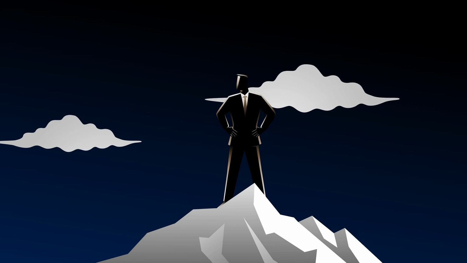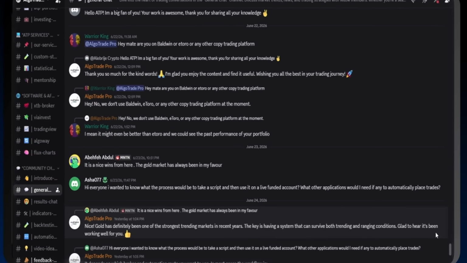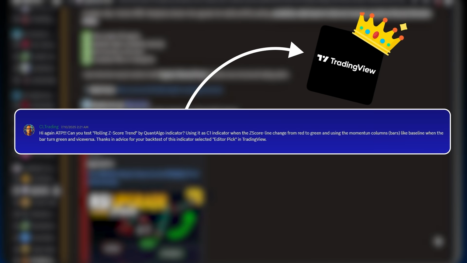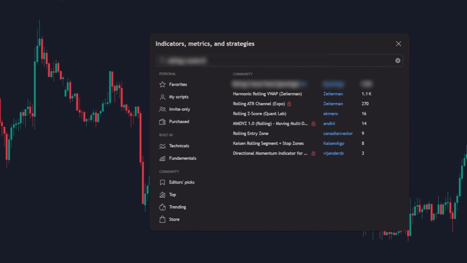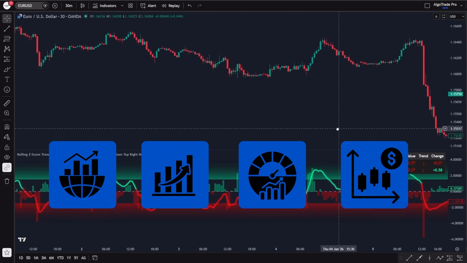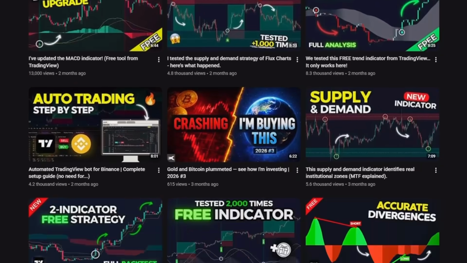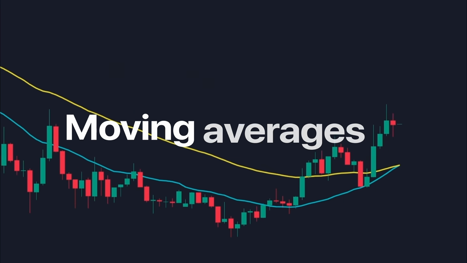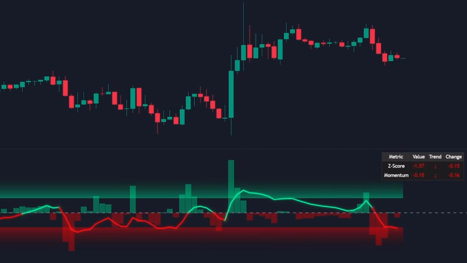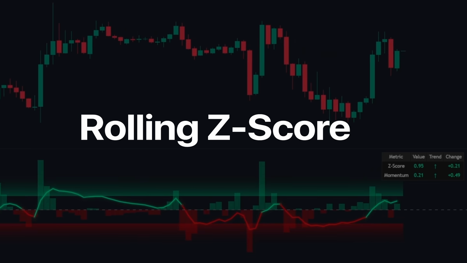A few weeks ago, a subscriber inside our Discord community challenged me to test an indicator that had recently been selected as a TradingView editor's pick. And honestly, when I first opened the chart, I thought this might be one of the strongest indicators we have tested so far. Because unlike most indicators we test on this channel, this one isn't based on moving averages, RSI levels or trend lines. Instead, it uses statistics, more specifically something called a rolling z-score.